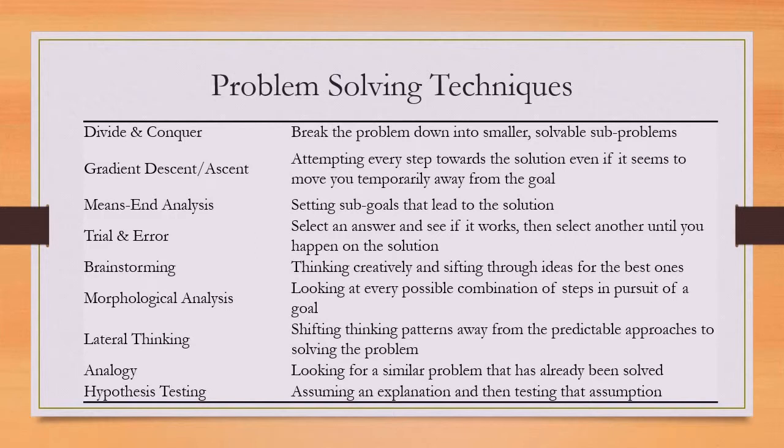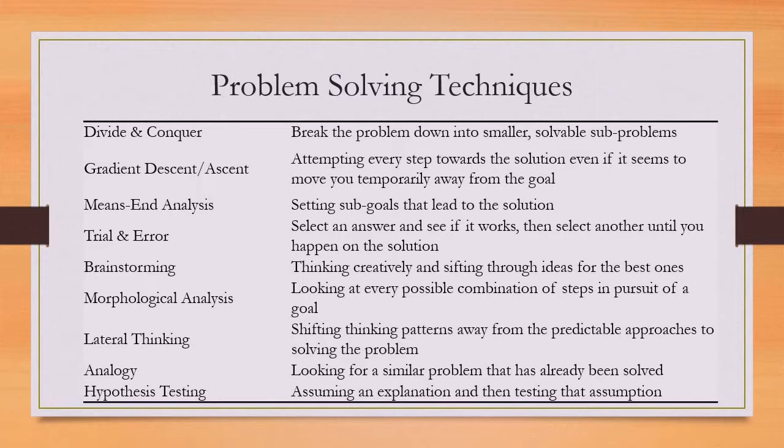Trial and error. This is simple, I'm sure everyone knows this. It's basically you select an answer and see if it works, and then select another one until you find a solution. Brainstorming. So this is thinking creatively and sifting through ideas for the best ones. Morphological analysis. This is looking at every possible combination of steps in pursuit of your goal.